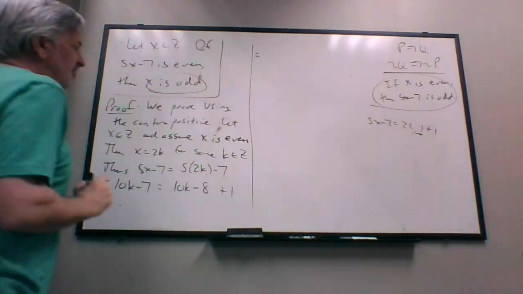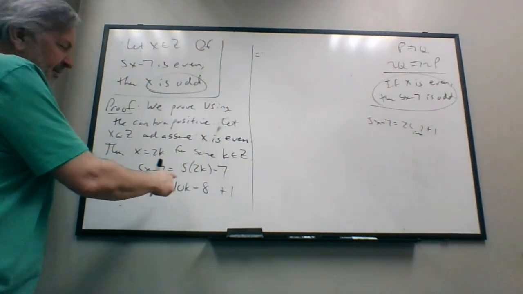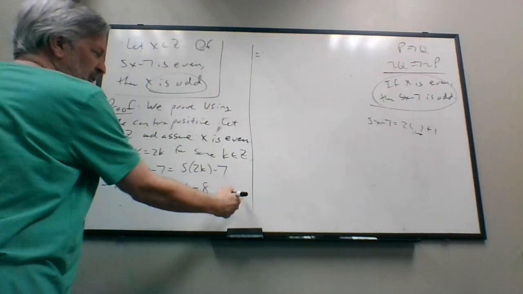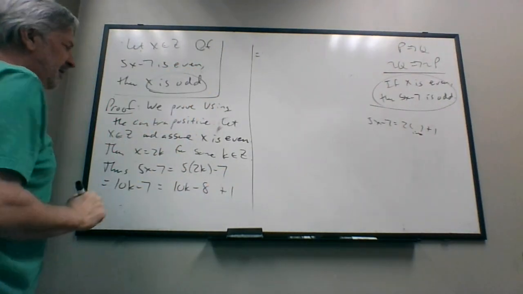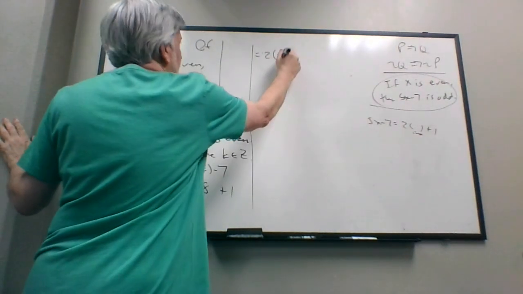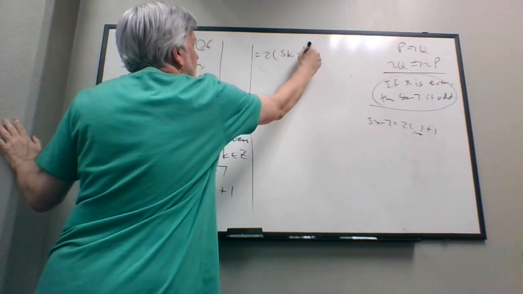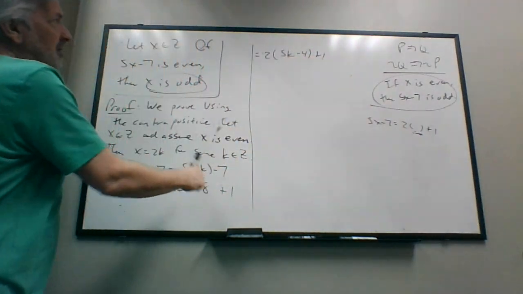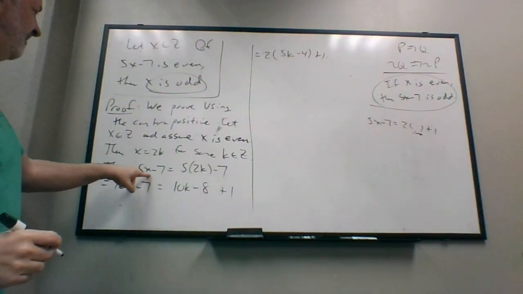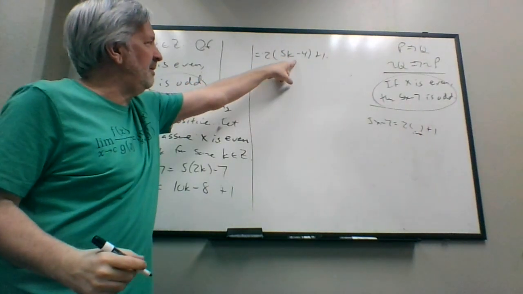Continue with the equals. Oh, whenever, I may have said this before, whenever you're going to a new line with an equals, you put the equals on the new line. You don't put the equals here. You put it on the new line. Okay, now I want to factor a 2 out of the first two terms. I get 5k minus 4 plus 1, right? 10k minus 8 plus 1. Okay. So notice right now I have 5x minus 7 is 2 times something plus 1.